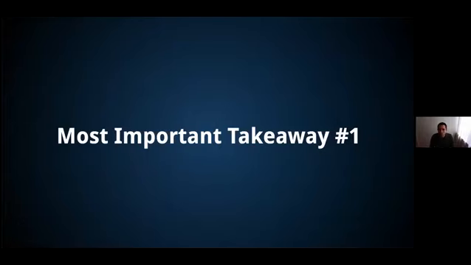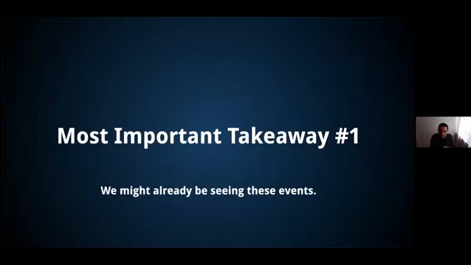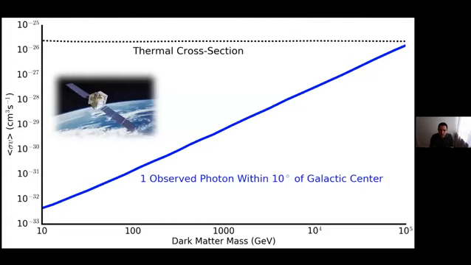Perhaps the most important takeaway of this talk is that we can already be seeing these events. So for example, let's look with the Fermi Gamma Ray Telescope at the center of our galaxy. Let's put in that thermal WIMP annihilation cross-section, which we already know about in our thermal WIMP model. And let's take a normal dark matter density towards the center of our galaxy. How many photons from dark matter annihilation should I have observed in my instrument?